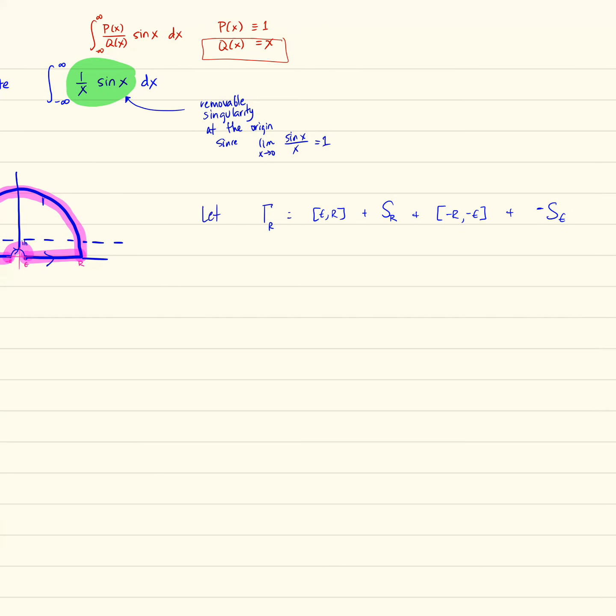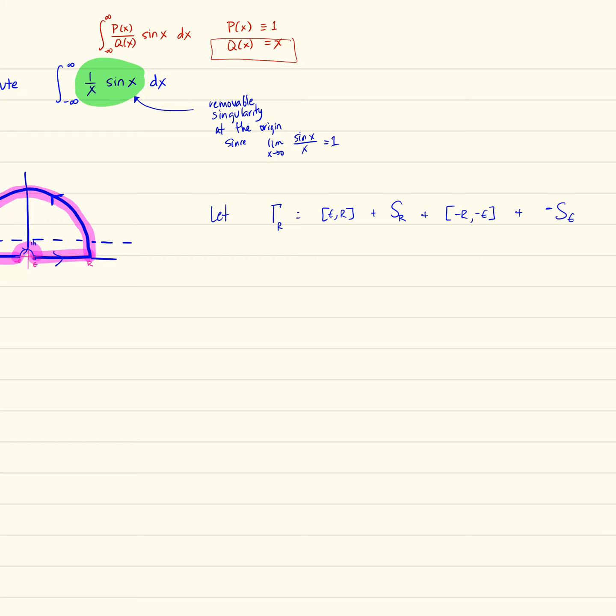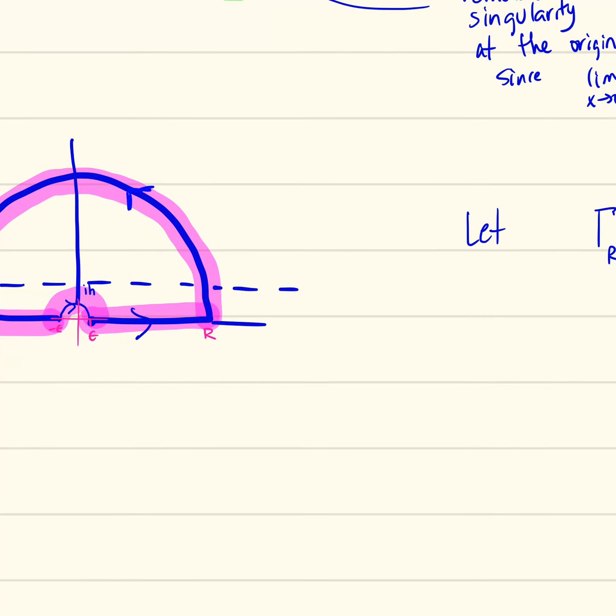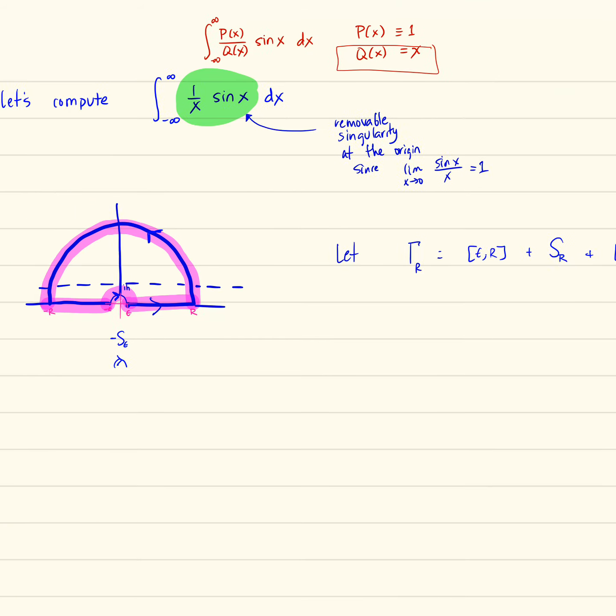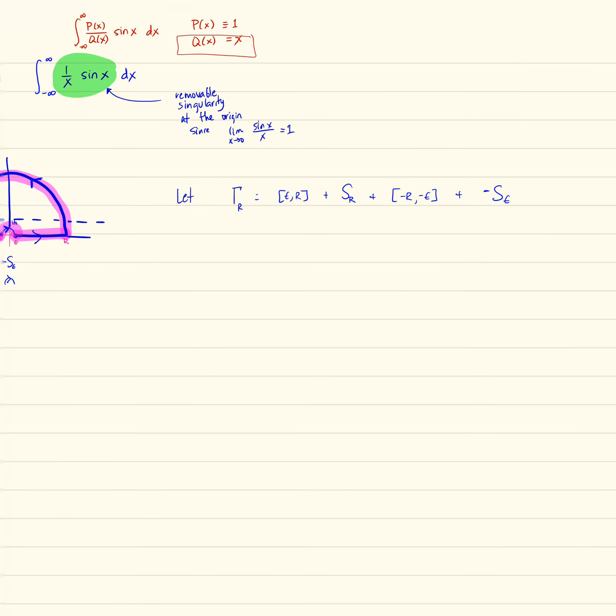Because notice that for s epsilon, which is the small semicircle, we will need to have a clockwise orientation, so we need to use negative s epsilon, right? That gets us that little clockwise orientation on the semicircle in the upper half plane with the radius epsilon. Okay, so what do we need to do here?